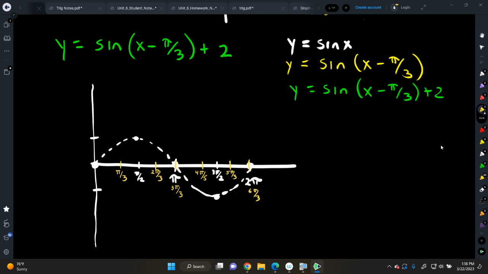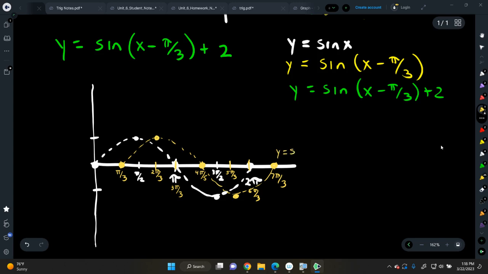So now I'm going to take that basic function and move it pi over 3 to the right. Every point moves pi over 3 to the right. It's going to be the opposite of whatever's inside the parenthesis. And here's another pi over 3, so this is 7 pi over 3. So here's my function shifted pi over 3, y equals sine x minus pi over 3.